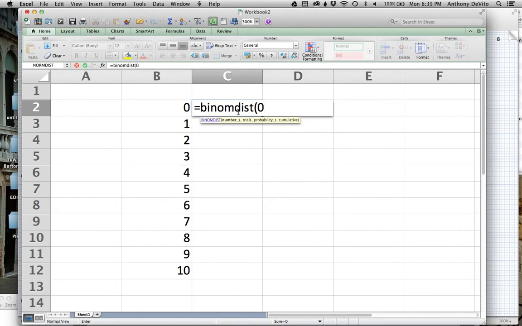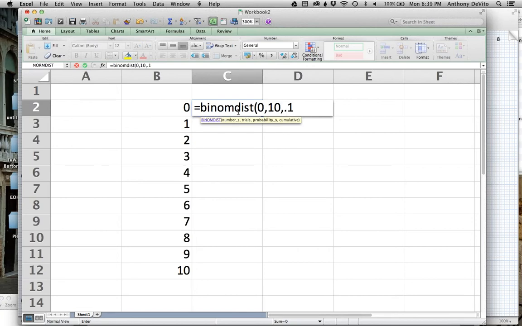We want the probability that none of them are diabetic, comma, the number of trials. How many people are we sampling? 10. Taking 10 trials, 0 successes out of 10 people, comma, what was the probability of being diabetic?